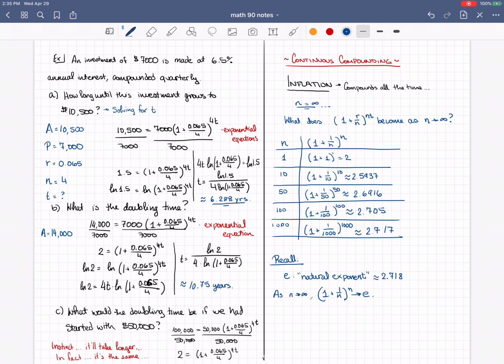So I will finish this lesson by saying, for continuous compounding, A is equal to P e to the power RT. So gone is all of this, 1 plus R over n to the power NT, and it just becomes e to the power RT.